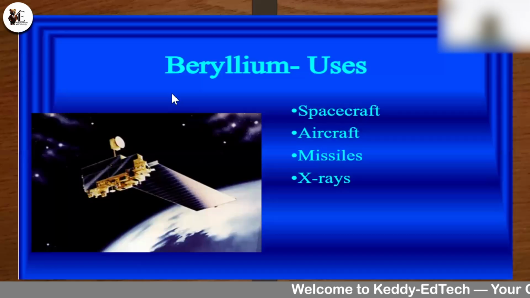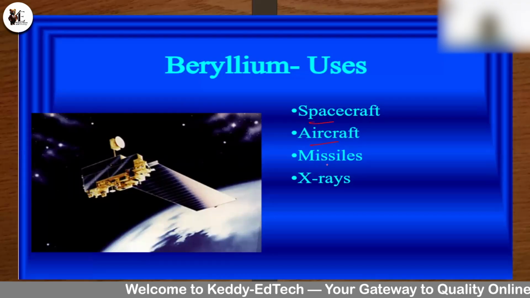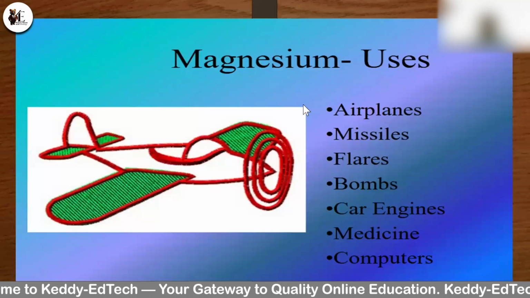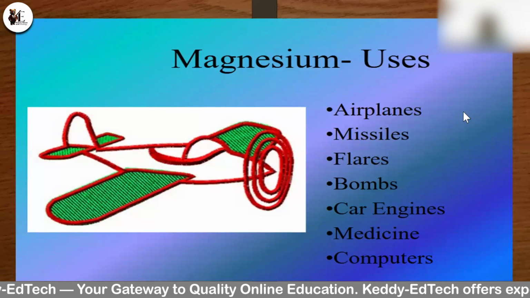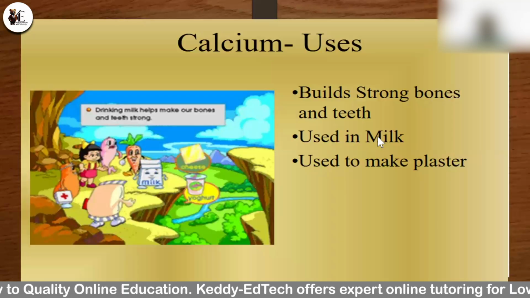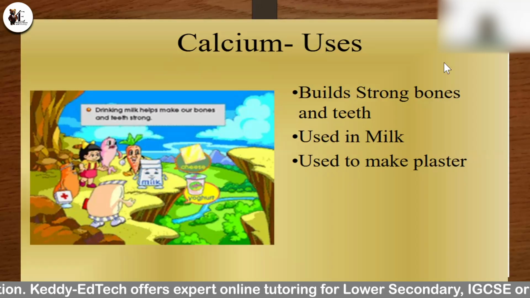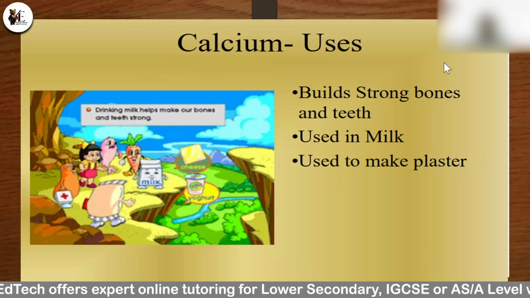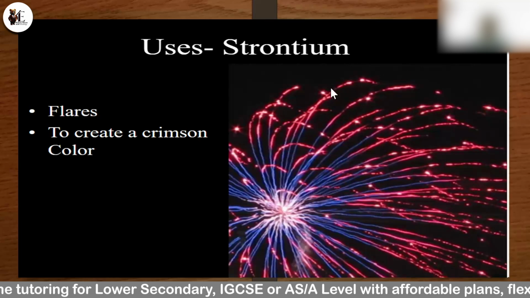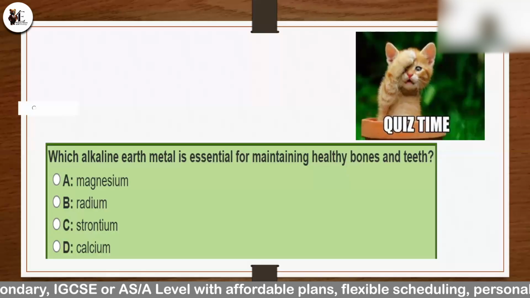These are some of the uses. Beryllium is used in spacecraft, aircraft, missiles, and X-rays. Magnesium is light, which is why it is used in aeroplanes, missiles, flares, bombs, car engines, medicines, computers. Calcium helps in building strong bones and teeth. It is used in milk and to make plaster. Strontium is also used in flares and to create a crimson color. So can you answer this question?